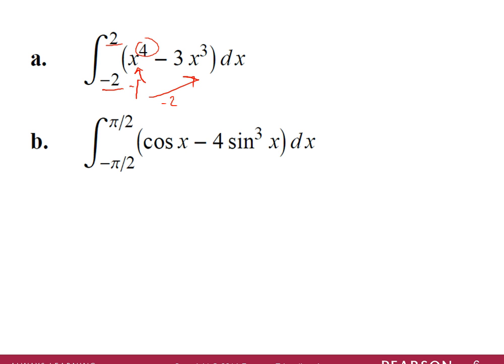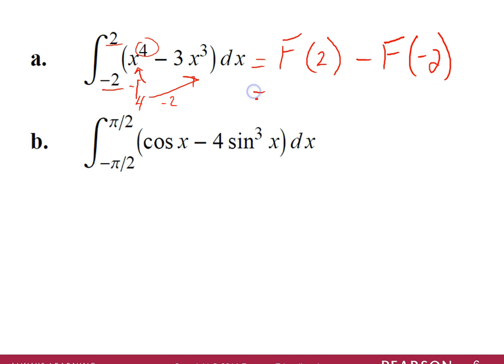And so when we put that in, we get 4. So notice, this is not an even function, nor is it an odd function, so we cannot use those symmetries. So in this one, we have to use the fundamental theorem, find our antiderivative, evaluate it at 2, and subtract our antiderivative evaluated at -2.